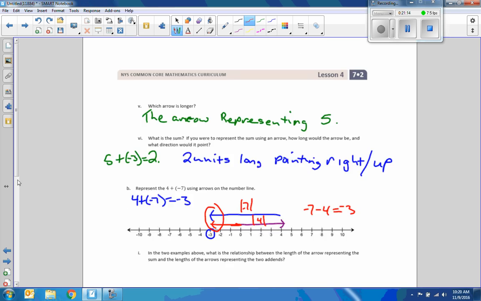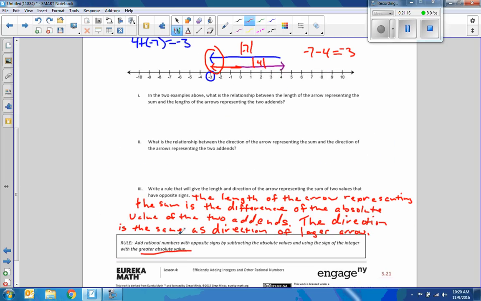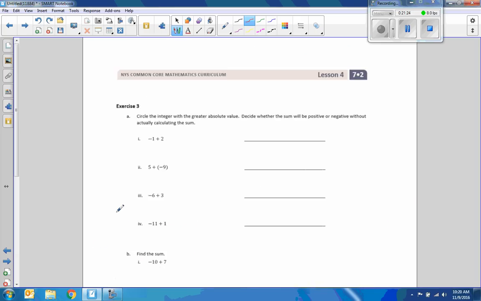Let's go back one more time. Add rational numbers with opposite signs by subtracting their absolute values and then take the sign of the greater value. It says circle the integer with the greater absolute value. Decide whether the sum will be positive or negative without actually calculating the sum. If we take the absolute value of negative 1, it is 1. The absolute value of 2 is 2. So the greater absolute value is 2. 2 is positive, so the sum will be positive.